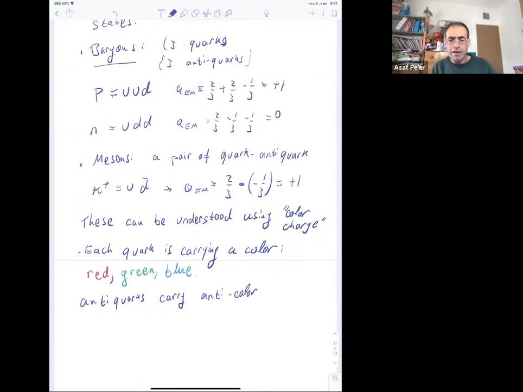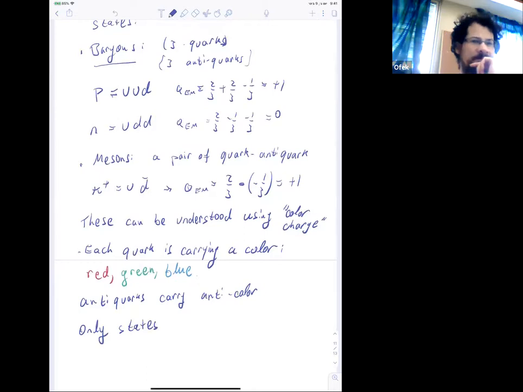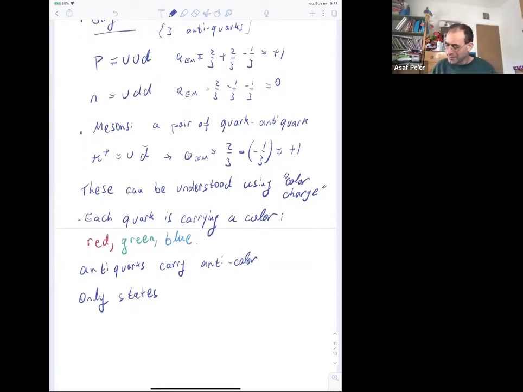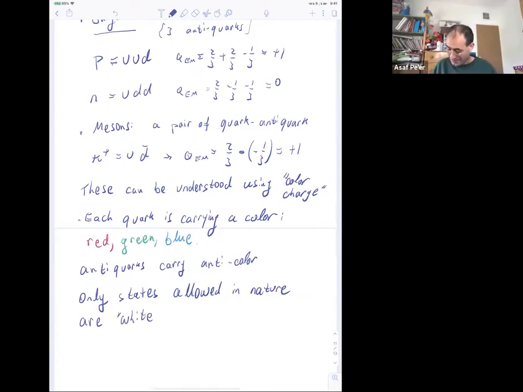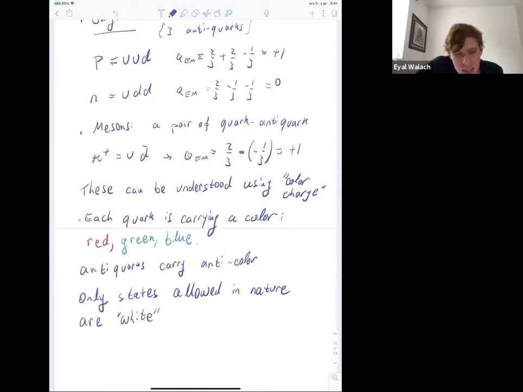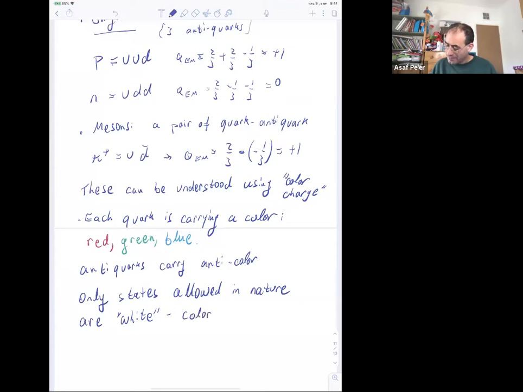So the only states that are allowed in nature are white, so total 0 color. Careful when you say that these days. Why? Eyad, explain. Thinking about states, in some state it is problematic today, white color equal to 0. Well, this was constructed in the 60s.